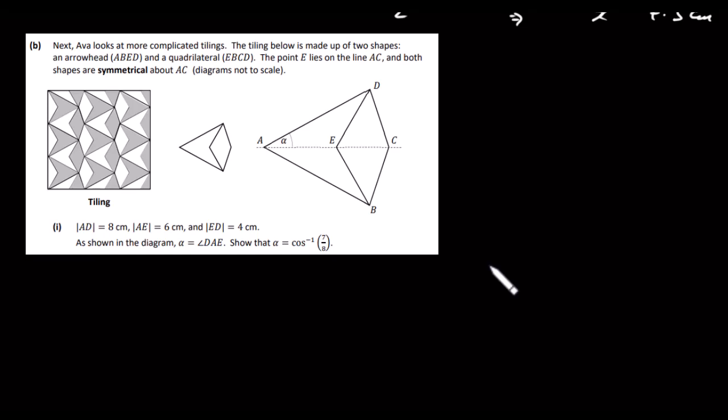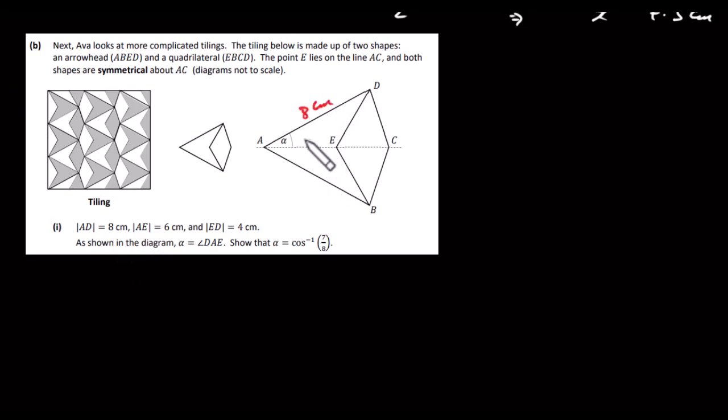Next, Ava looks at more complicated tilings. The tiling below is made up of 2 shapes, an arrowhead ABED and a quadrilateral EBCD. So you've got your arrowhead here, and then a quadrilateral here. The point E lies on the line AC, and both shapes are symmetrical about AC. So you can draw a line across here, and this shape here will be exactly the same as this shape here. Let's see, AD is 8 centimeters, so this is 8 centimeters up along here.